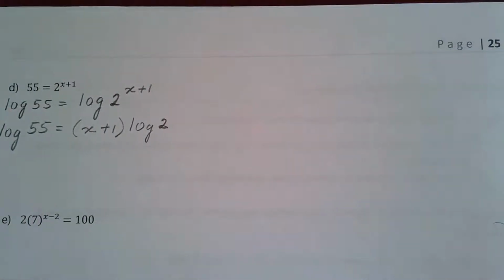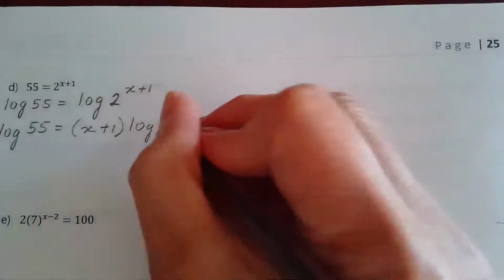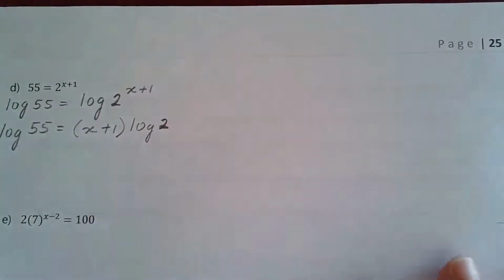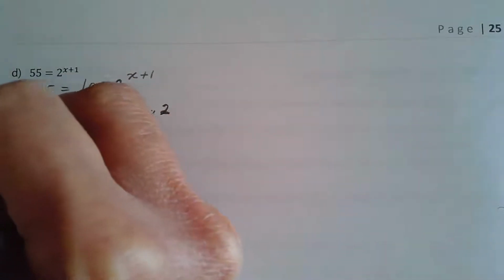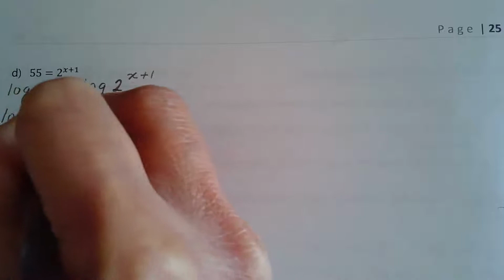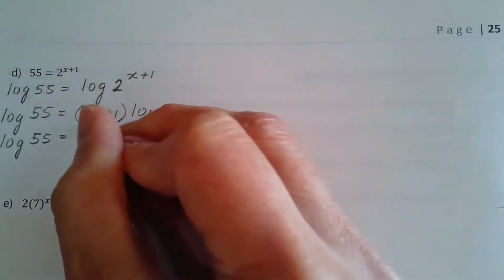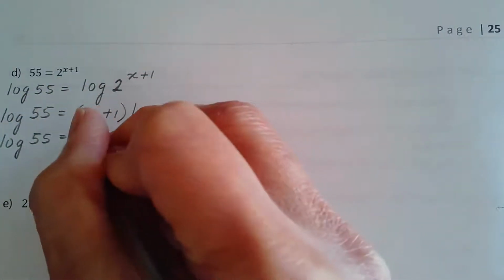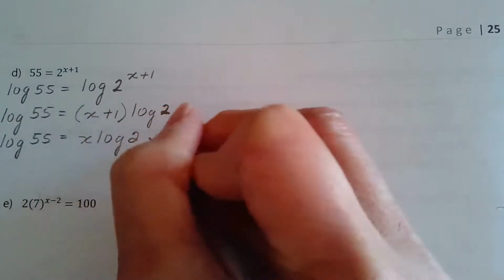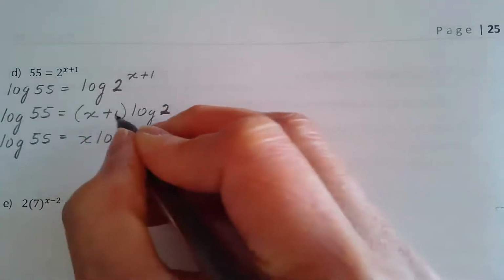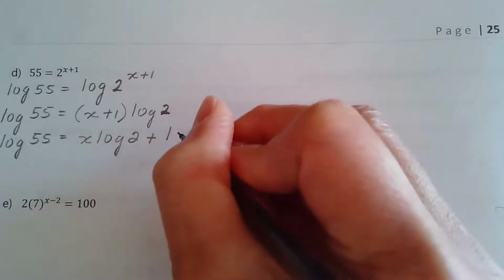Okay. Log of 2. So multiply it in. Log 55 equals x times log of 2 plus 1 times log of 2.